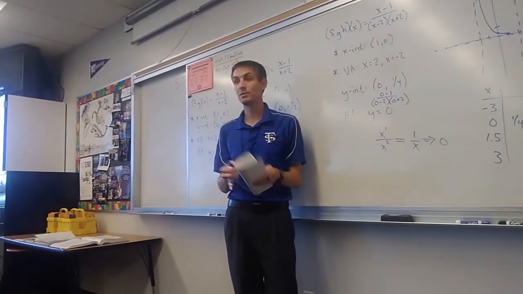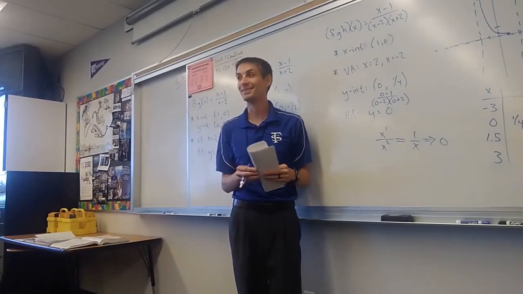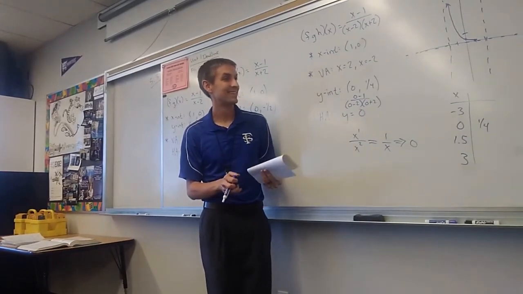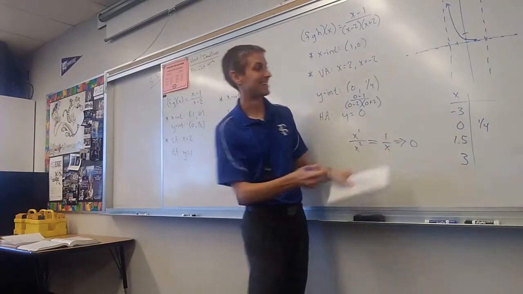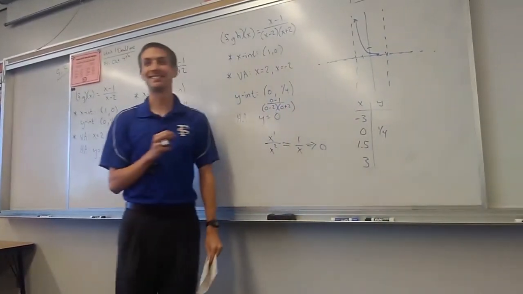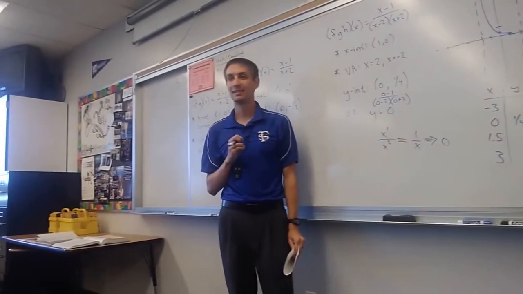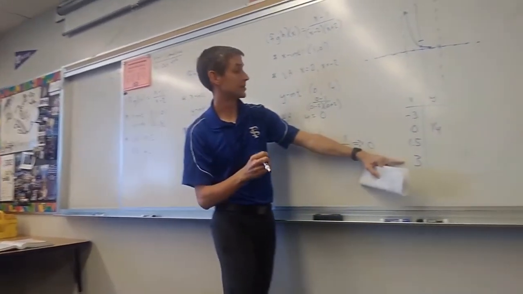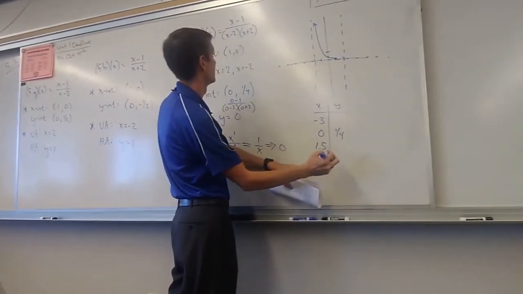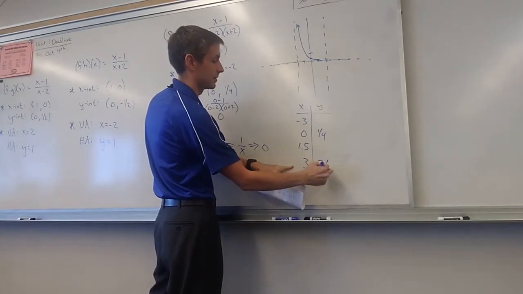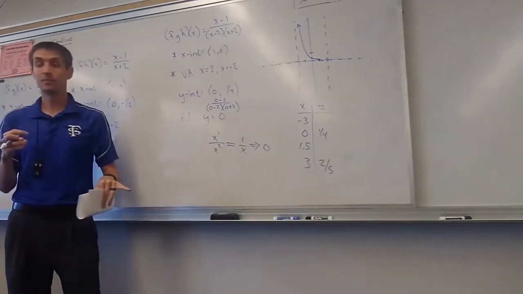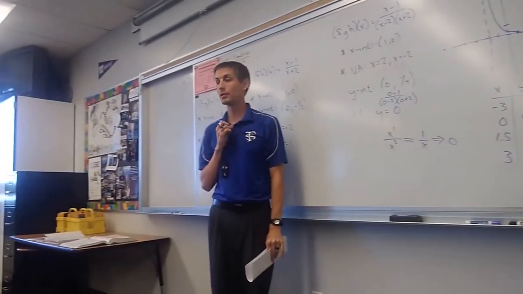For 3, it'd be 2/5. That's what I got too. We agree with that? Okay, what about the others? For 1.5, I got -2/7. Negative 2 over 7? Okay. And what about the negative 3? Negative 4 over 5?